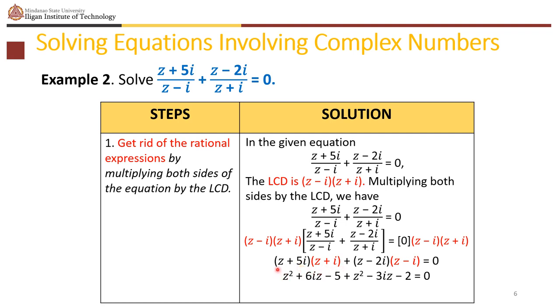5iz plus zi will give us 6iz. And you have positive 5i times i, which will give us positive 5i squared. But since i squared is negative 1, we have here negative 5. And then this one will give us z squared, z times z. And then minus 2iz. And then we have minus iz, so that will give us minus 3iz. Then minus 2i times minus i, that will give us positive 2i squared. But since i squared is equal to negative 1, that's why we have negative 2 here. It's equal to 0.